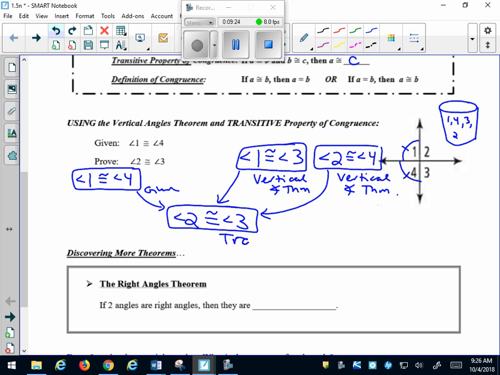And the reason it's going to be transitive property of congruence. So now instead of POE, we have POC, property of congruence, right? Because it's not a property of equality now. We have all congruent signs in this one. So it's a property of congruence.